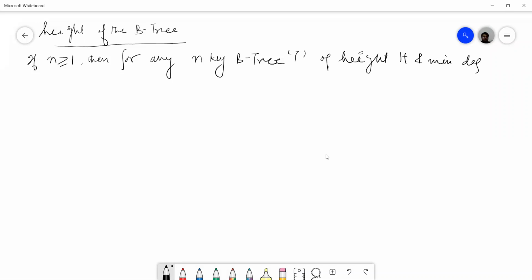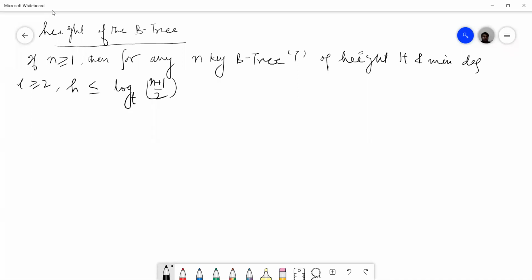Minimum degree t is greater than or equal to 2, then the value of h is less than or equal to log of (n plus 1) upon 2, base t. So this is the theorem.